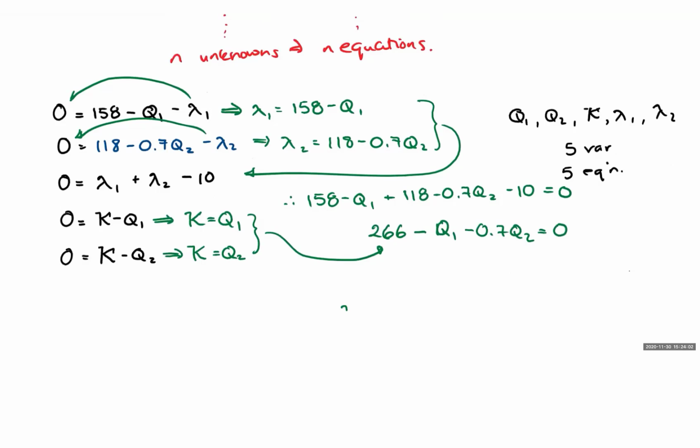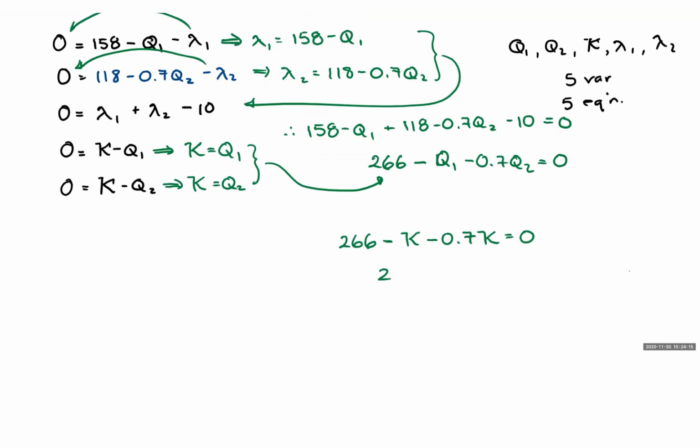So now I have 266 minus kappa minus 0.7 times kappa, because Q1 and Q2 are both kappa, will be equal to 0. 266 minus 1.7 kappa will be equal to 0. 266 is equal to 1.7 kappa. Kappa will be equal to 156.47.